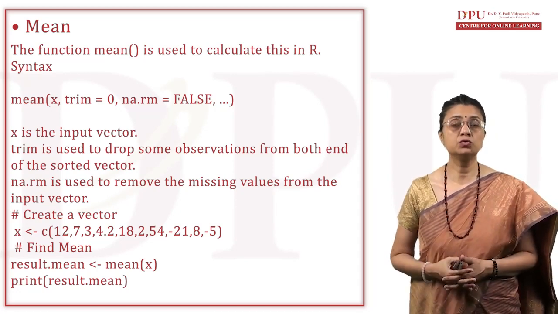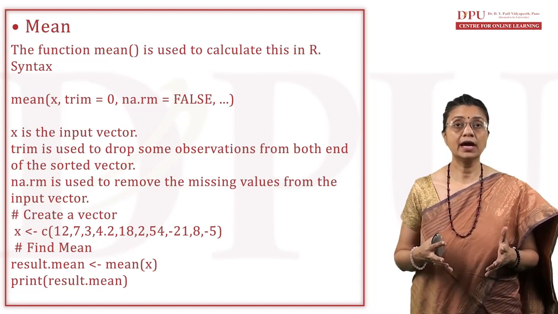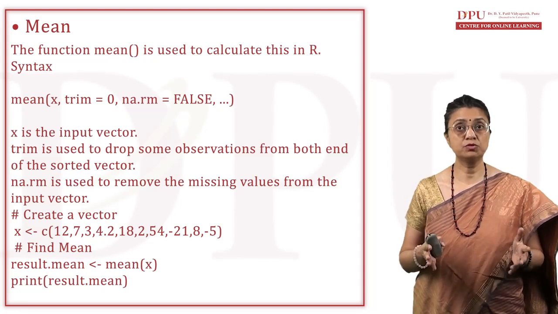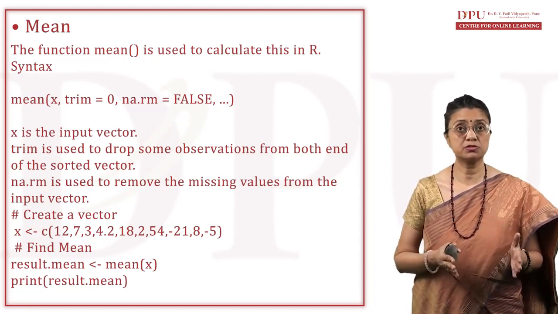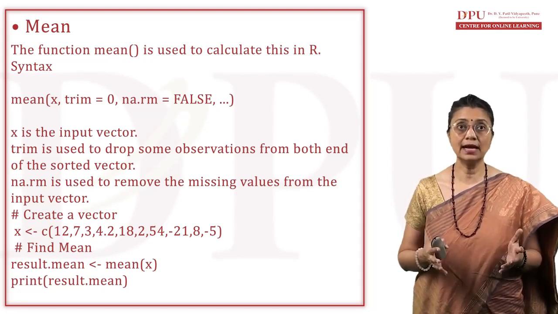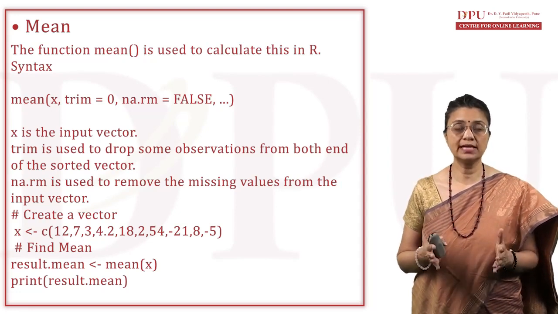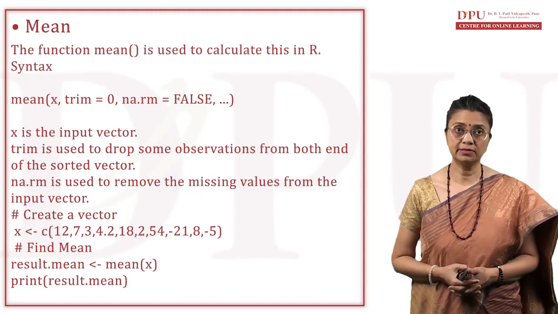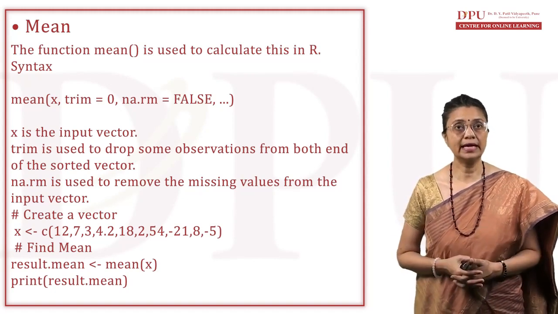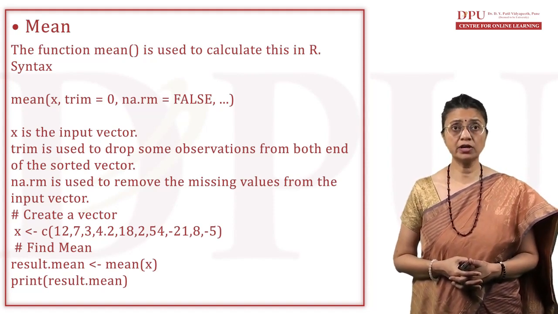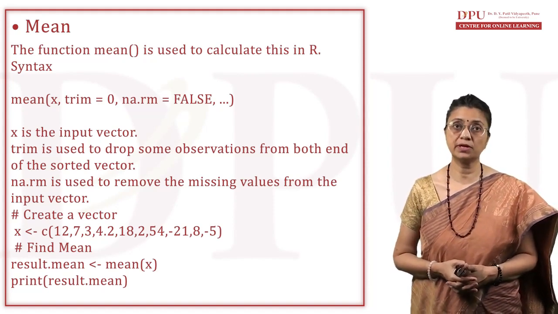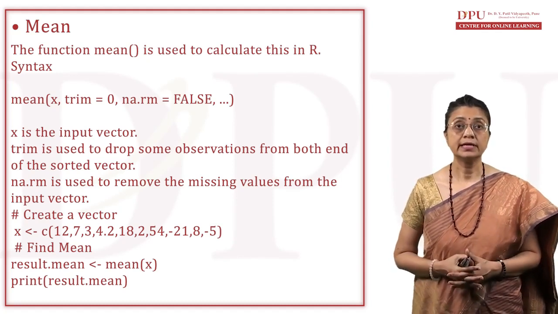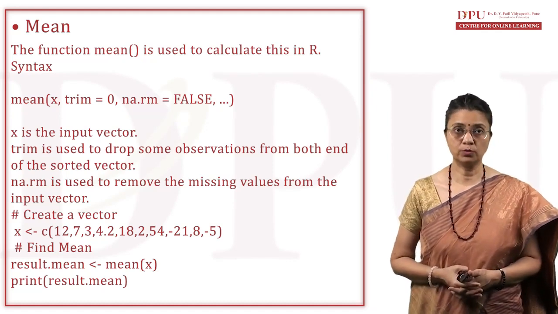Because sometimes I have to trim the values which are on both the sides. And sometimes we use this function because we have to change the confidence level. Sometimes I have data and I have to change the confidence level from 99% to, let's say, 95%. So in that case, I am reducing from both the sides, dropping certain observations because I am reducing my confidence level. Now, there is a property na.rm, which is used to remove the missing values from the input vector.